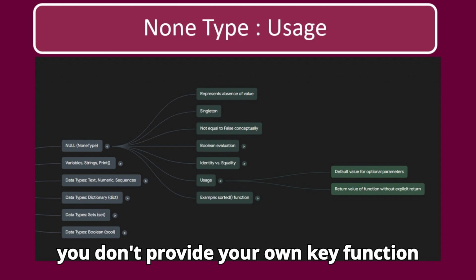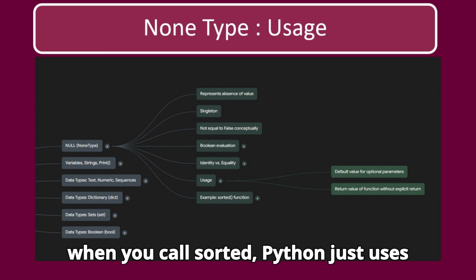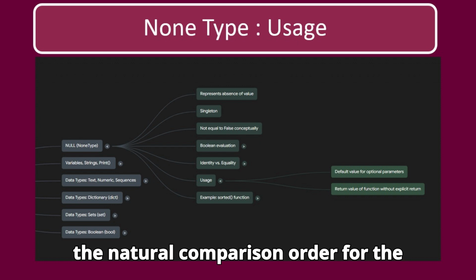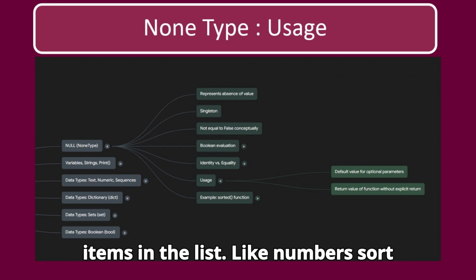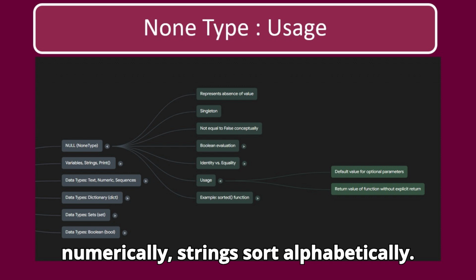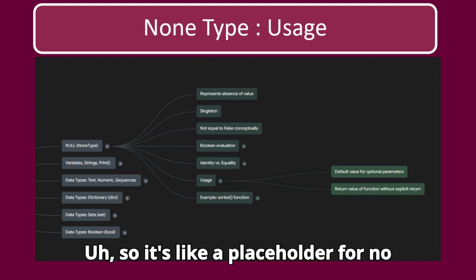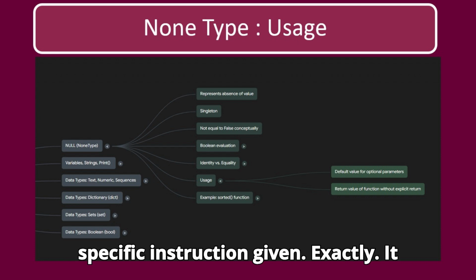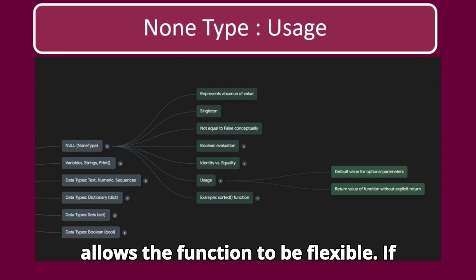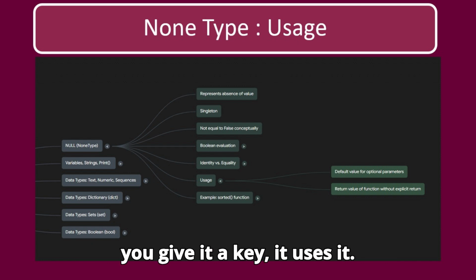It means if you don't provide your own key function when you call sorted, Python just uses the natural comparison order for the items in the list. Like numbers sort numerically, strings sort alphabetically. None signals use the default mechanism. So it's like a placeholder for no specific instruction given. Exactly. It allows the function to be flexible. If you give it a key, it uses it.